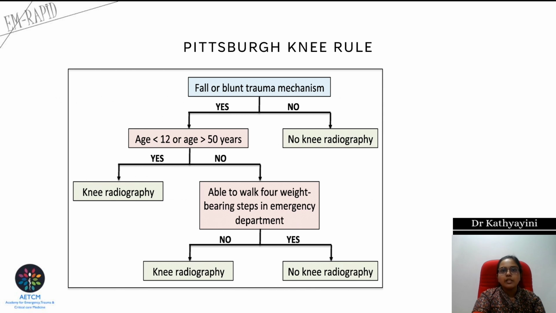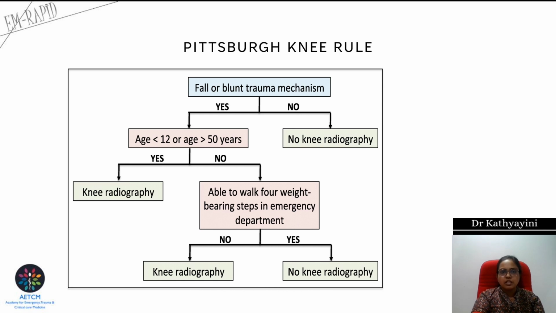The other rule is the Pittsburgh knee rule. Here, if there's no fall or blunt trauma mechanism in the history, there is no need of knee radiography. If there's a fall or blunt trauma mechanism and age is less than 12 or more than 50 years, we require a knee radiography.